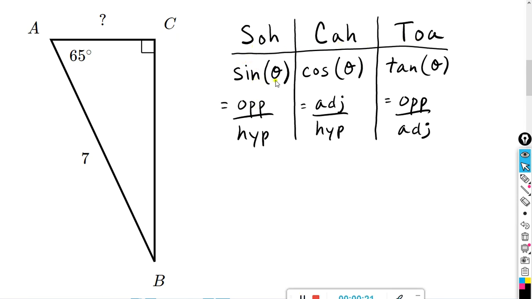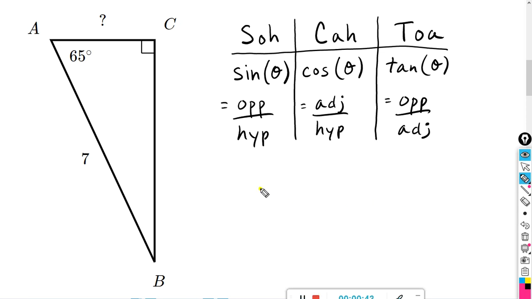All right, the formula for sine of theta is opposite over hypotenuse. Cosine of theta is adjacent over hypotenuse. And tangent of theta is opposite over adjacent. Okay, remember the O stands for opposite, the H stands for hypotenuse, and the A stands for adjacent.